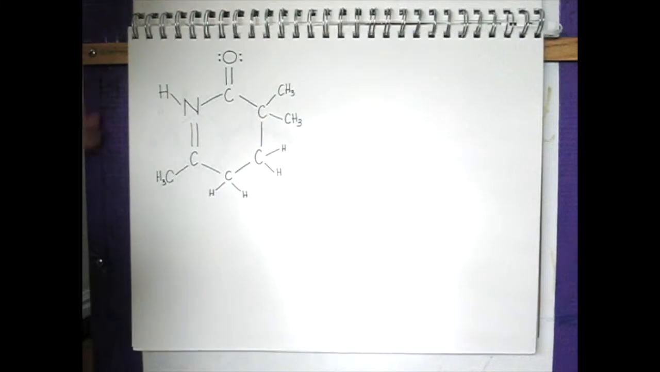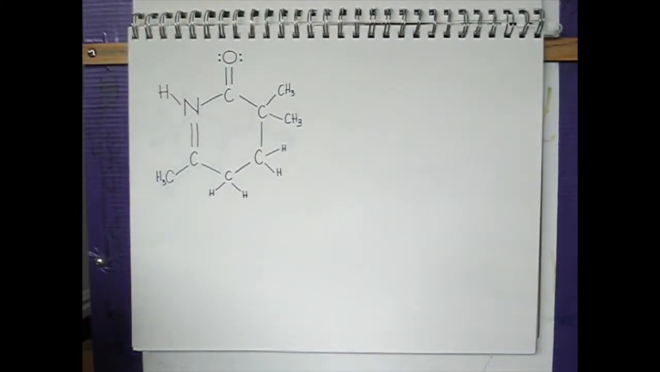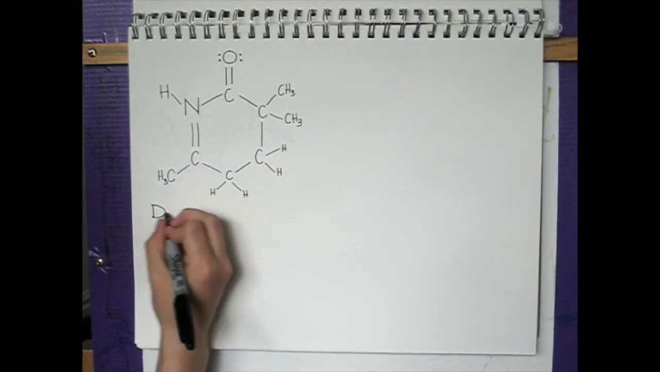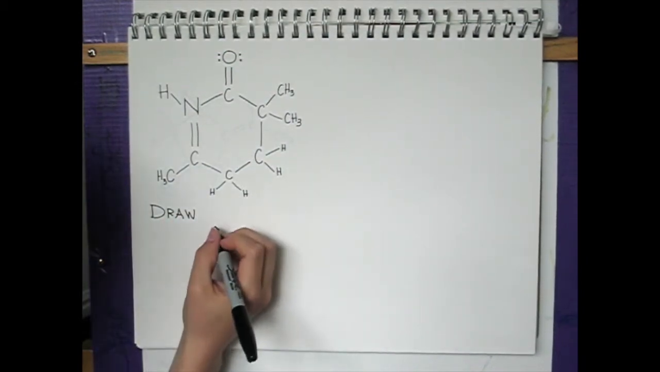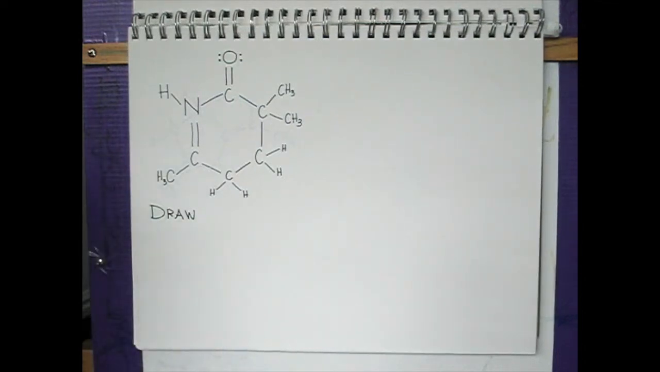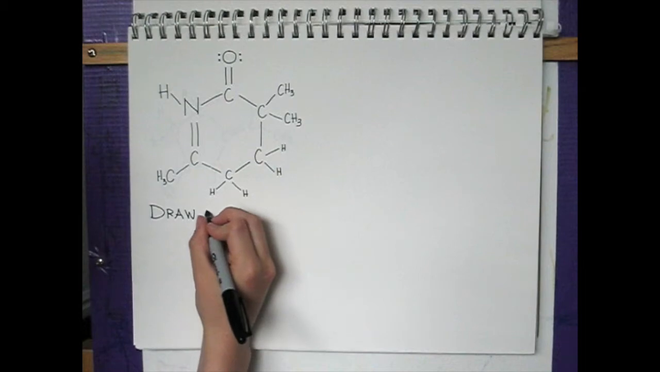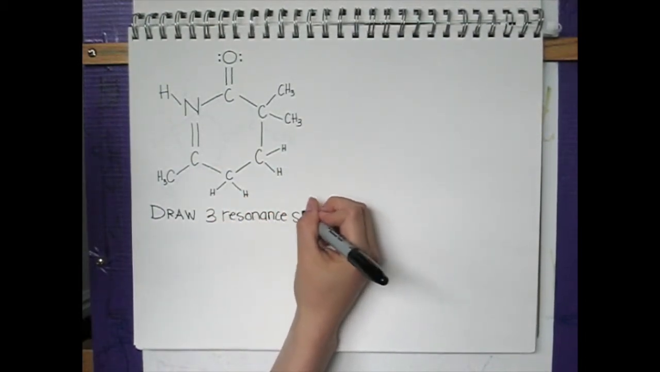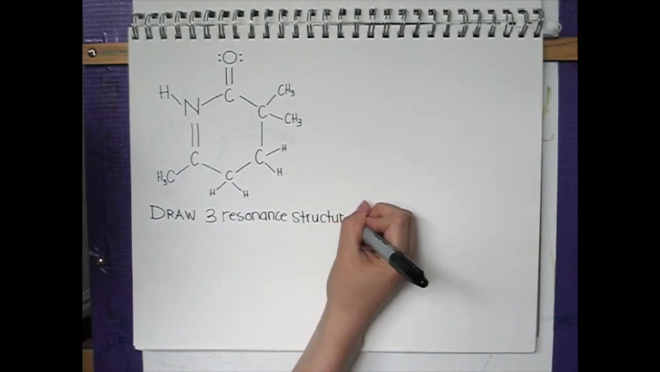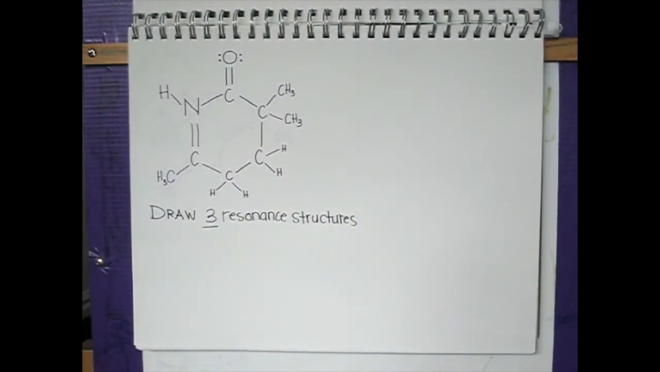Okay, here's the first structure. I would suggest you pause your video and try to at least make one resonance structure from the structure I have given you. Remember to check for your formal charges, as I may have not written them down. We're going to draw 3 resonance structures for the structure I have given above. First off, we need to find our formal charges.